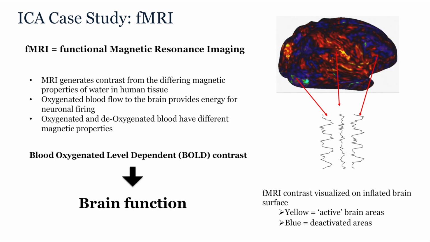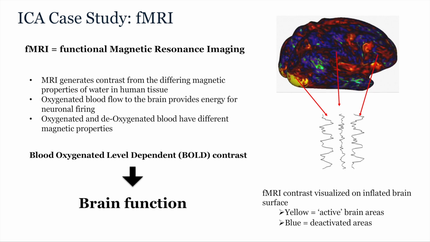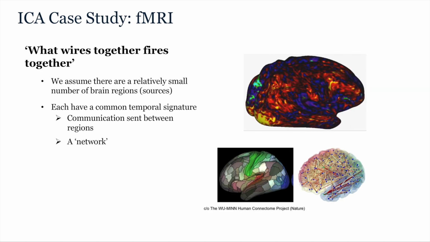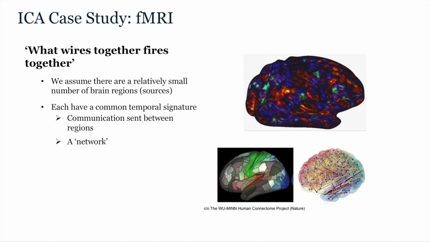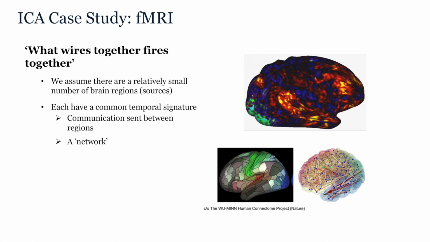Note, the fMRI signal does not directly measure brain activity, but instead measures change in the magnetic properties of the brain tissues caused by changes in blood oxygenation as energy is provided to the neurons. There is a phrase in neuroscience and fMRI that what wires together fires together. In other words, any regions that are firing or yellow at any point in time are most likely talking to one another through neuronal connections.